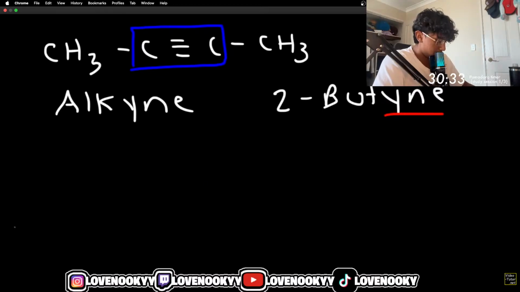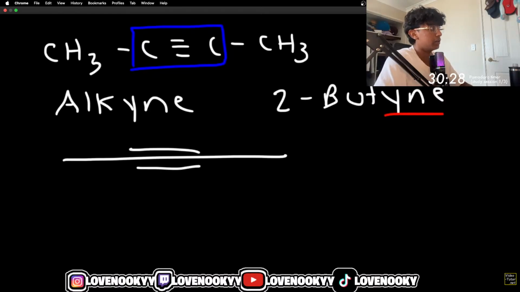Now, if you want to draw the line structure for that molecule, it looks like this. Alkyne. So there are 4 carbons. This is carbon 1, 2, 3, and 4.